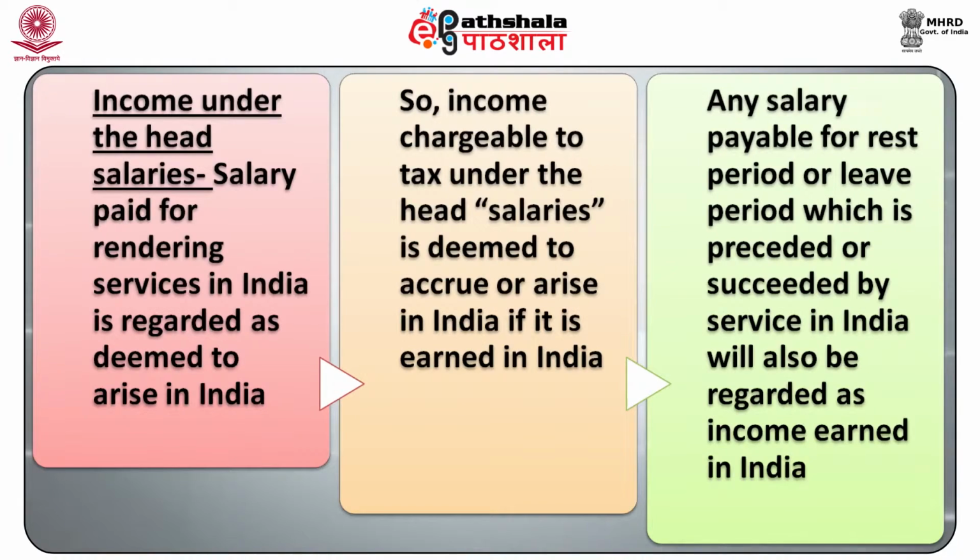If the non-resident transfers any capital asset situated in India, then the amount of capital gain shall be deemed to arise in India. B. Income under the head salaries. Salary paid for rendering services in India is regarded as deemed to arise in India. So, income chargeable to tax under the head salaries is deemed to accrue or arise in India if it is earned in India. Any salary payable for rest period or leave period which is preceded or succeeded by service in India will also be regarded as income earned in India.